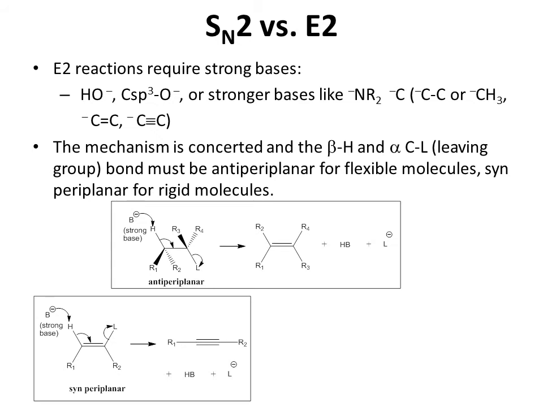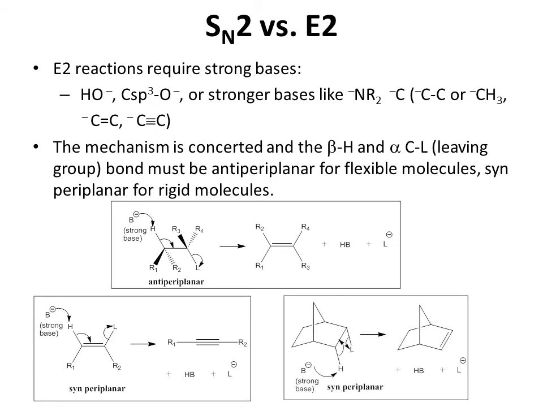You have the strong base again, removing that proton. Again, concerted mechanism. The electrons flow toward the leaving group, but the arrow is shown in the middle because the electrons are going to be shared. The leaving group is displaced. You get a triple bond plus the protonated base and the leaving group.